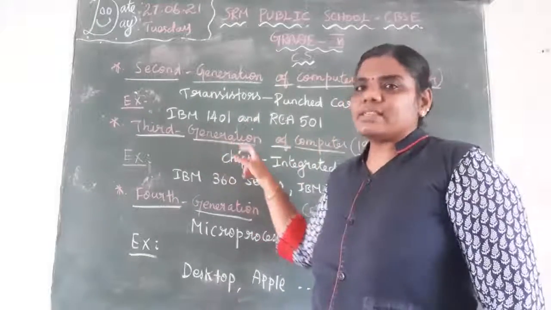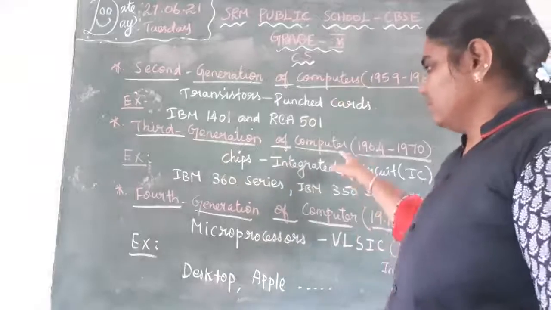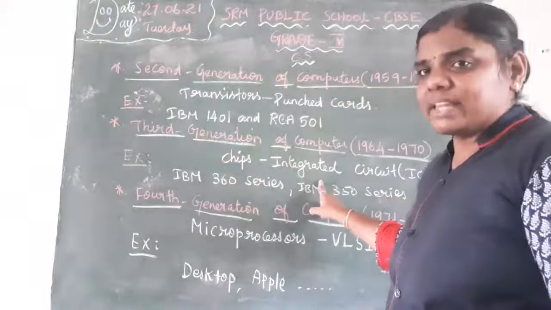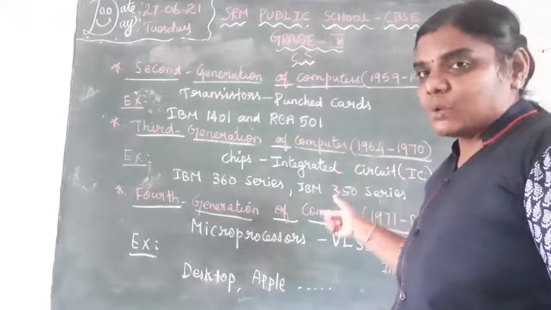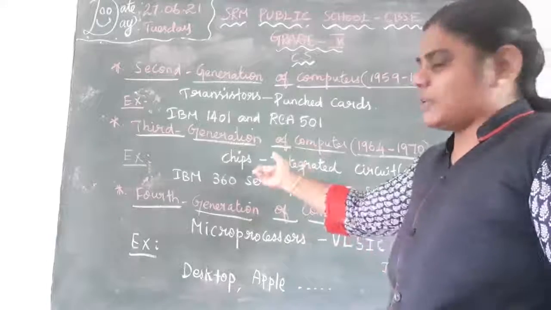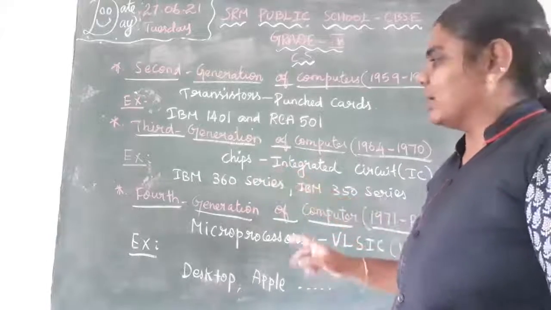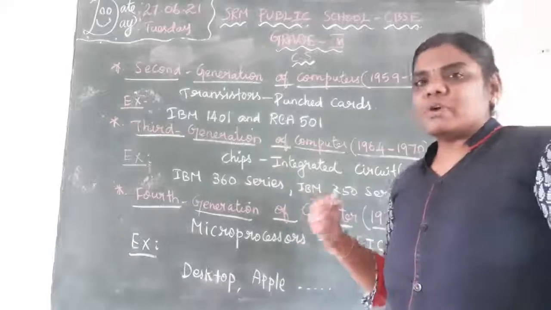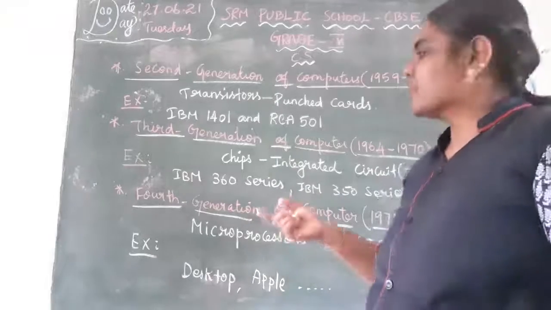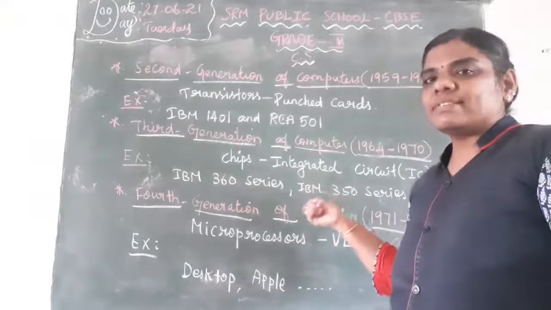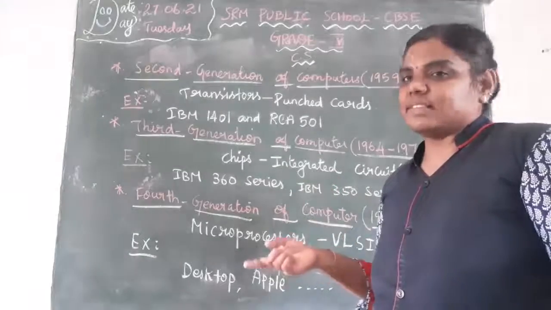Next, third generation of computers. What is the device name? IC, integrated circuit. Generally we call them chips. Both have the same meaning. What are the examples for third generation computers? IBM 350 series and IBM 360 series.